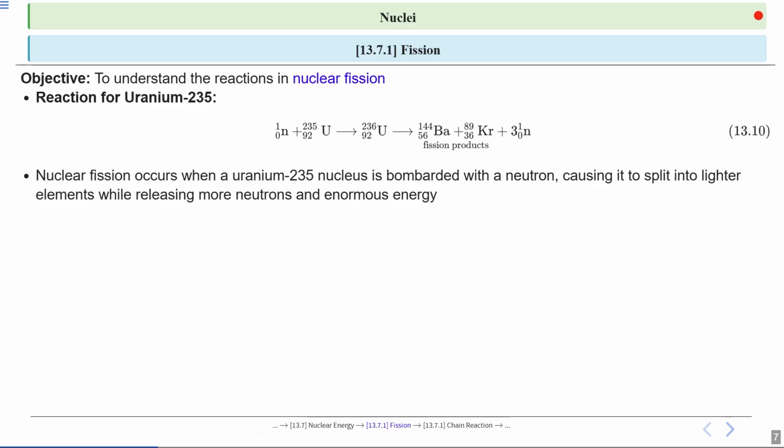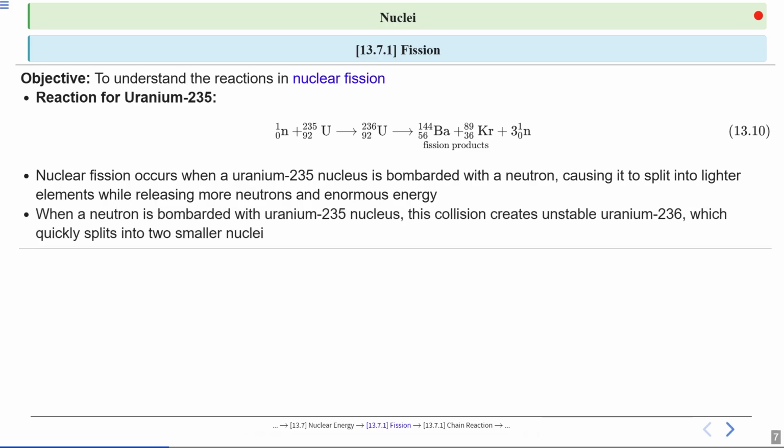Let's break down what happens during nuclear fission. When a uranium 235 nucleus absorbs a neutron, it becomes unstable and splits into two lighter elements called fission products. This splitting releases a lot of energy and also produces more neutrons. These extra neutrons can hit other uranium 235 nuclei, creating a chain reaction. This is the basic principle behind how nuclear reactors and atomic bombs work.